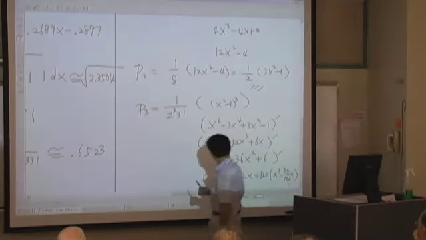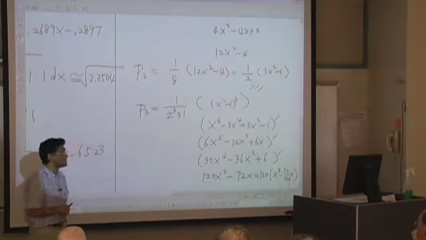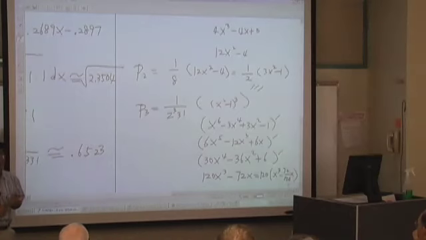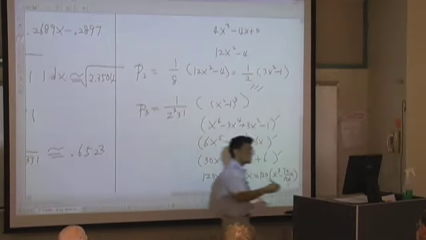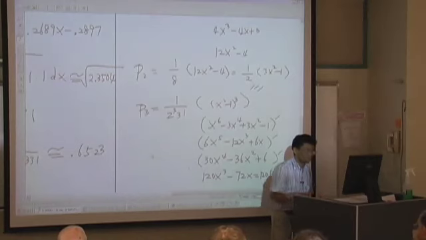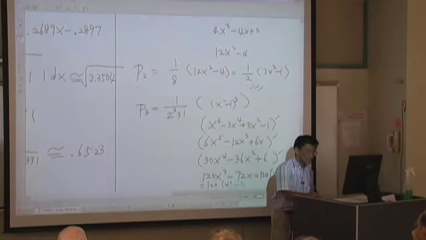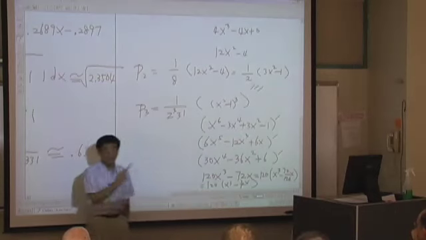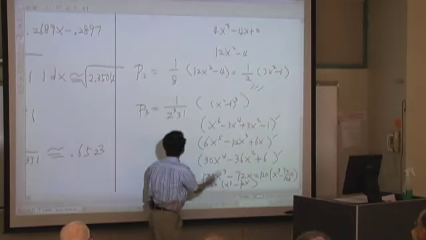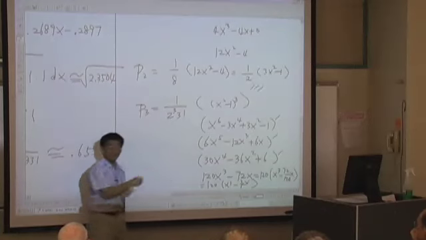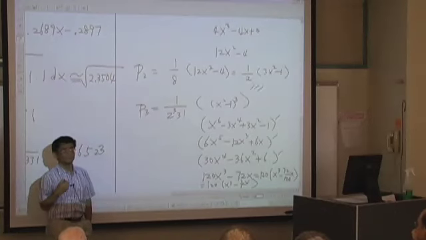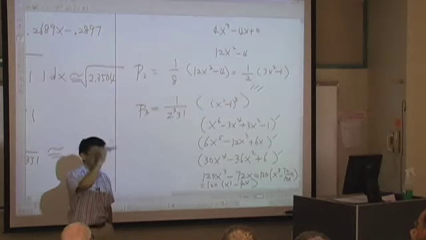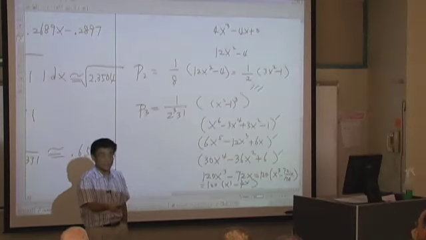72 over 120 can be simplified. 24 is the common factor. Then upstairs has 3, downstairs 5, right? So it is x cubed minus 3/5 x. Do you recognize this function? We used Gram-Schmidt process to determine this part, right? So this number and this number I can't guess them. So we can find the orthogonal basis of the famous cases by using a formula, not by Gram-Schmidt process.